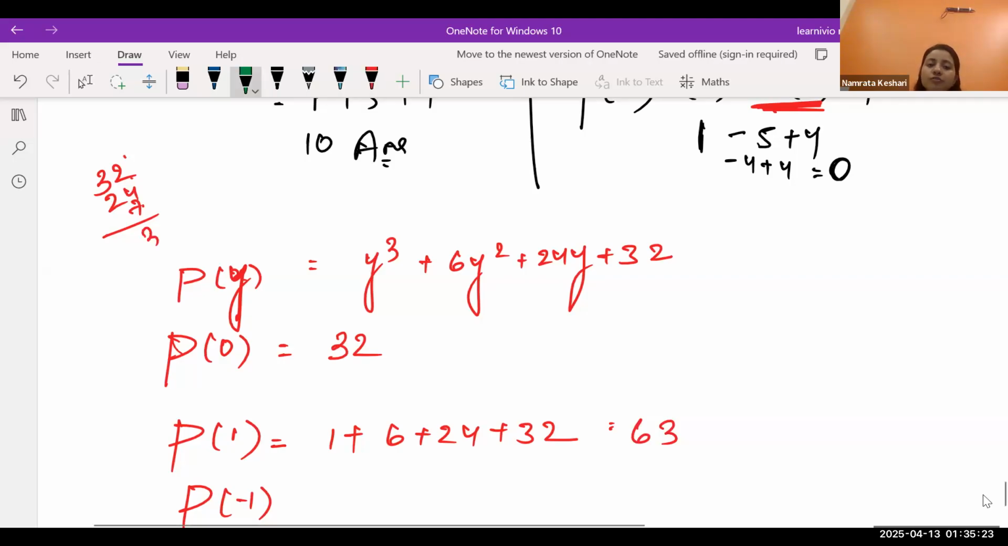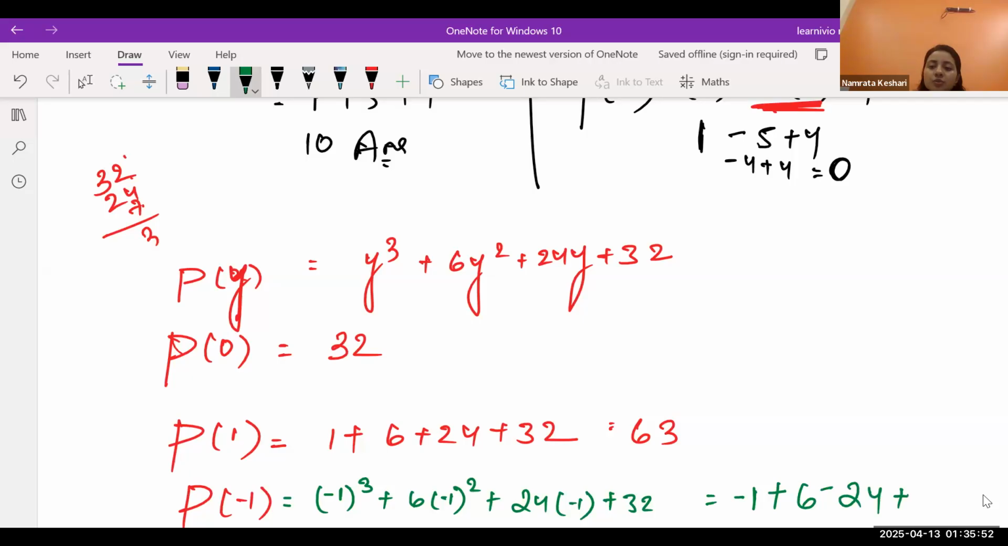Okay. Now, if we are supposed to find P of minus 1, then at the place of y, we will substitute minus 1 whole cube, plus 6 into minus 1 whole square, plus 24 into just minus 1, plus 32. Minus 1 cube will be negative 1, right? Yes. Okay, minus 1 square is just positive 1, so 6 we are going to get. 24 into minus 1 will be minus 24 plus 32. Please check what will be the answer.